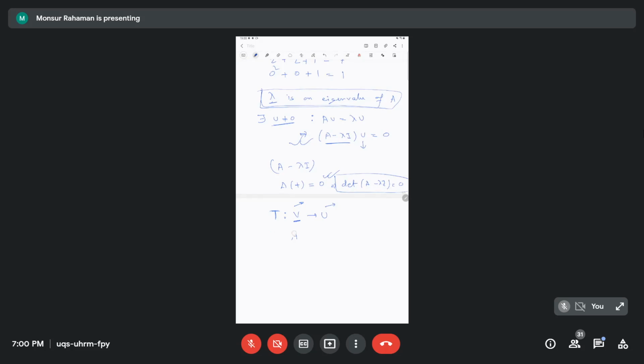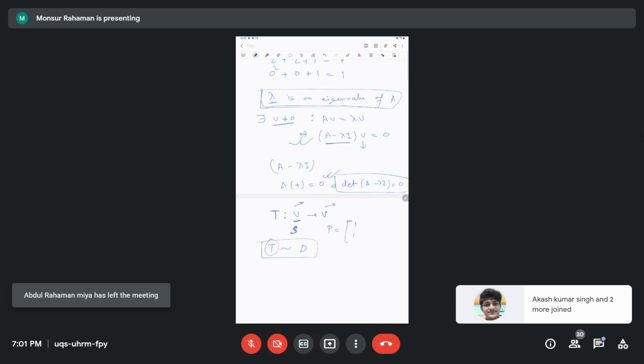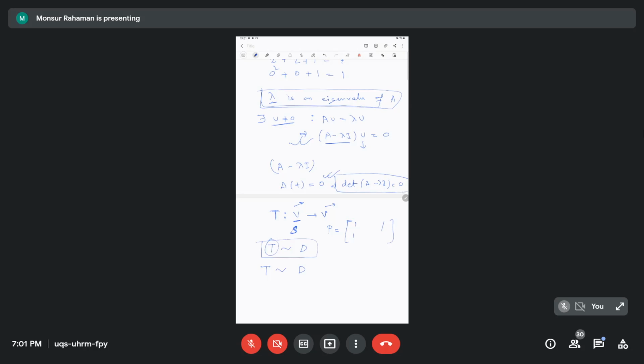So if I say that there is a basis vector, let's call it S, for V to V. If you have a basis S for which the linear transformation T is similar to a diagonal matrix T_D, then this T is called diagonalizable, and this S is nothing but P. That basis vector you can write as a column vector. So this T is similar to D, meaning P inverse T P equals D.